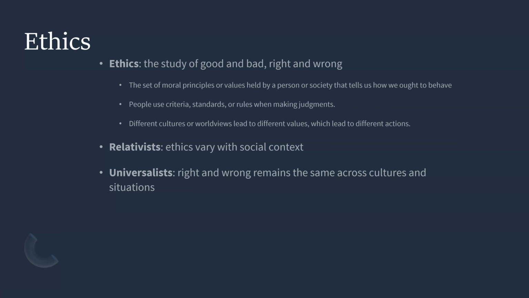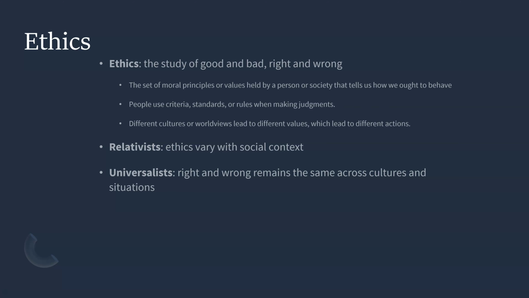Relativists, our ethics vary with social context. So that's kind of how the United States works a little bit. Depending on the social context, your ethics change, right? When you're with your group of friends, maybe you open up a little bit more and sound a little bit more unethical about things. Whereas when you post something to social media, you're sort of on your best behavior because once it's on the internet, it's out there forever, right?